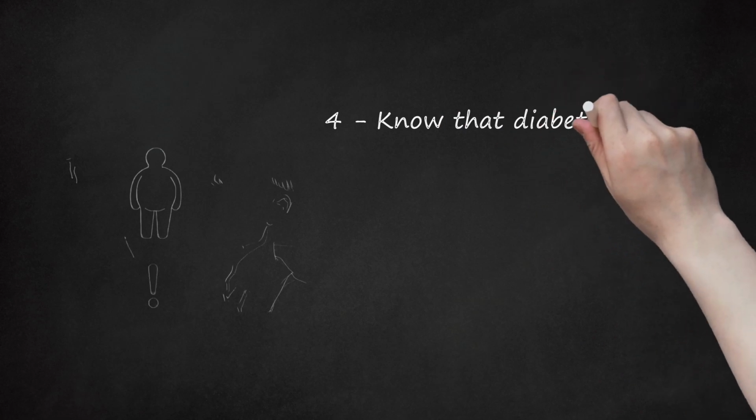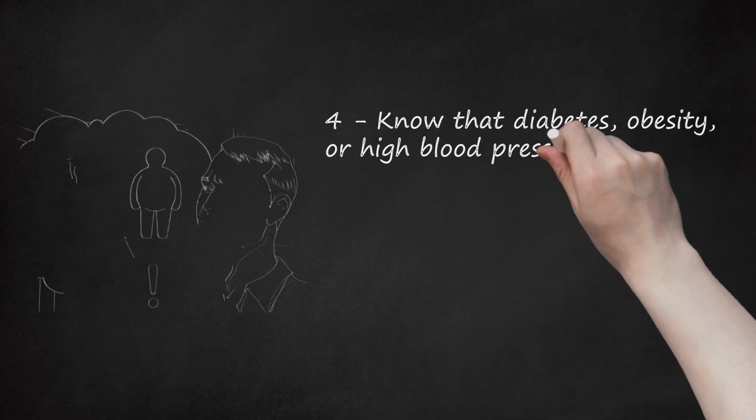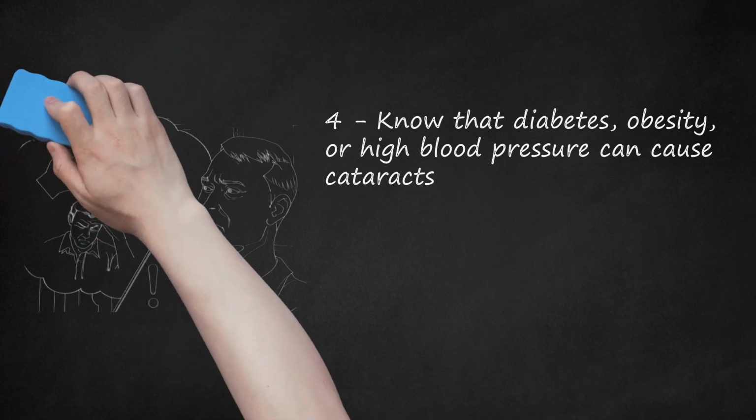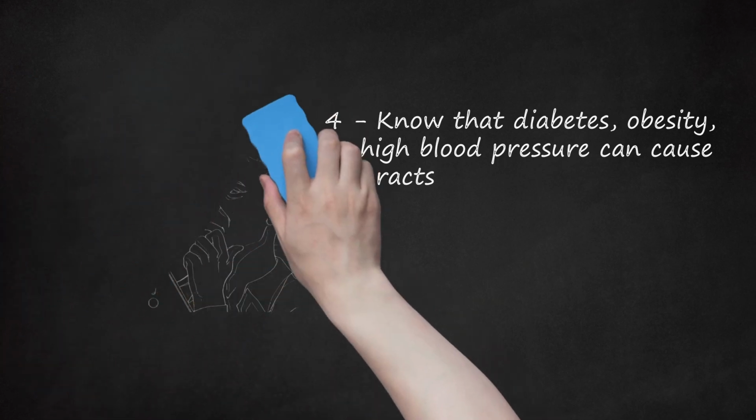4. Know that diabetes, obesity, or high blood pressure can cause cataracts. Since all three issues deal with protein creation, excessive proteins in the eye can create cataracts later in life. If possible, manage any of these issues to minimize cataract development. Diabetes can cause a number of eye-related illnesses. High blood sugar creates the conditions for cataract development. Obesity or high blood pressure can also cause cataracts. Losing weight and taking blood pressure medicine can potentially reduce the risk of cataracts later in life.